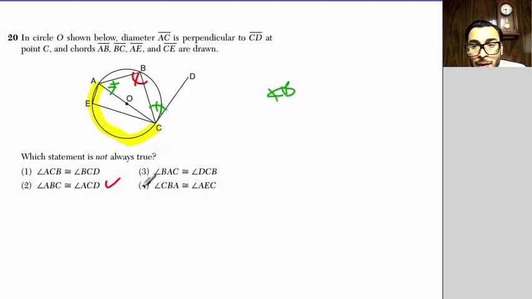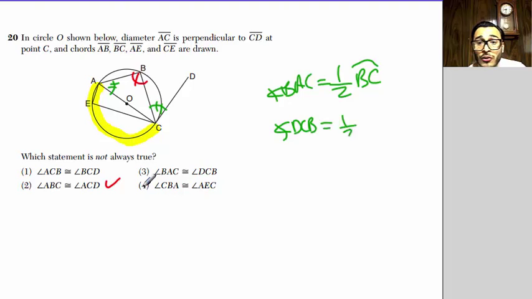Angle BAC is half of the arc BC, right? It's an inscribed angle. We talked about inscribed angles earlier. And angle DCB is also half of the arc BC, right? If the vertex of the angle is on the circle, that angle is half of the arc that it intercepts. So this is true.